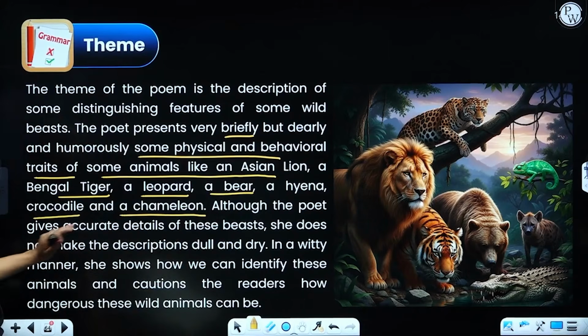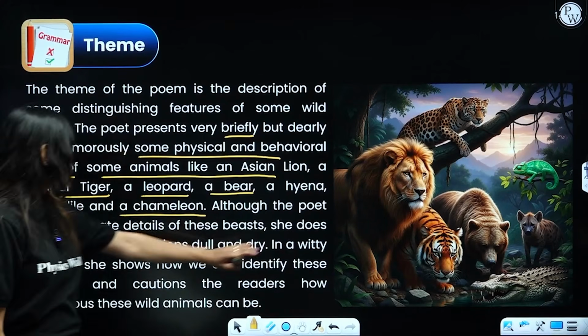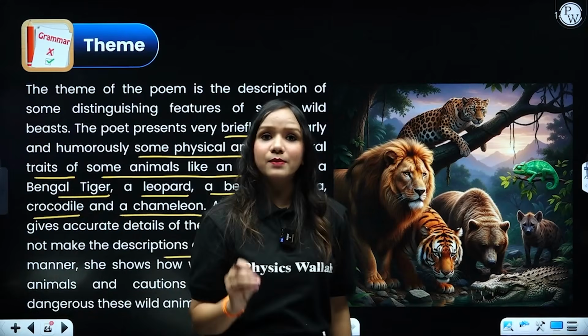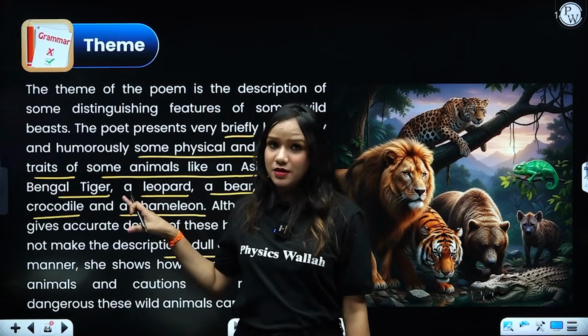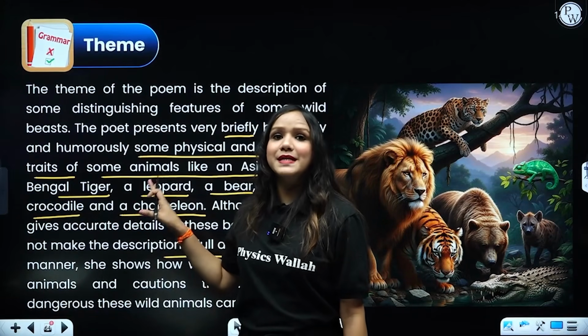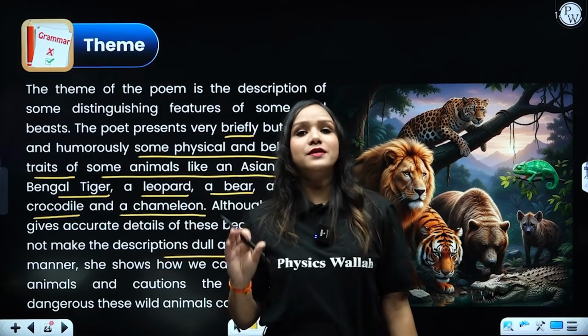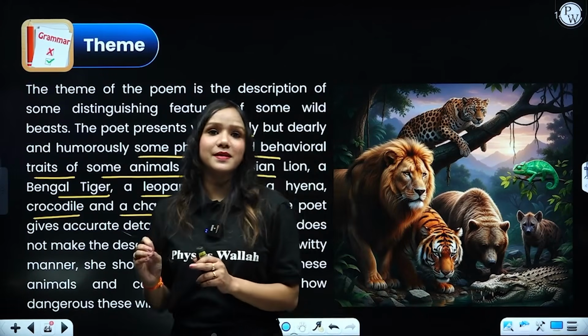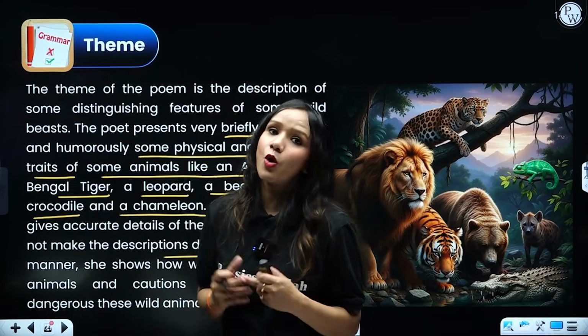Although the poet gives accurate details of these beasts, she does not make the descriptions dull and dry. What did I tell you in the very beginning while starting this particular beautiful creation? I told you that the poem is written in a very light-hearted manner, and the poet is just very humorously giving us all the descriptions.